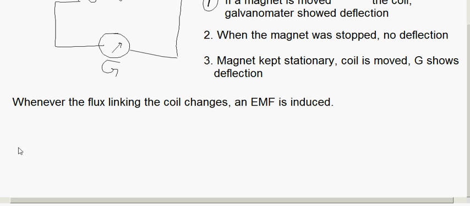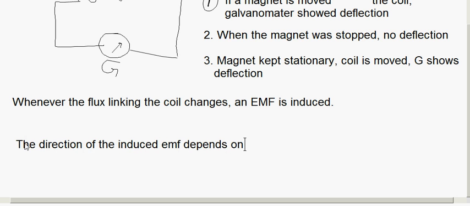So next I will write, the direction of the induced EMF depends upon the direction of the magnetic flux. Direction of the flux. This can be observed by moving the magnet towards the coil and away from the coil. When it is moved towards the coil, the deflection was towards one side, and when it is moved away from it, the deflection was in the opposite direction.